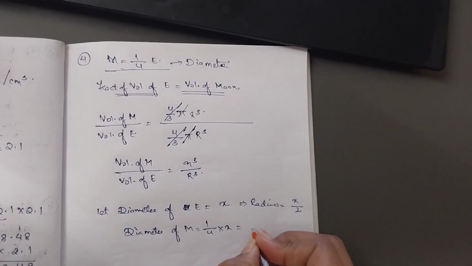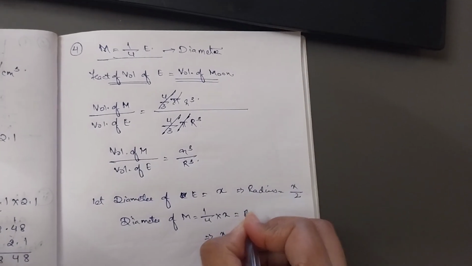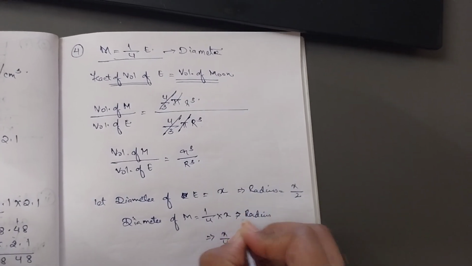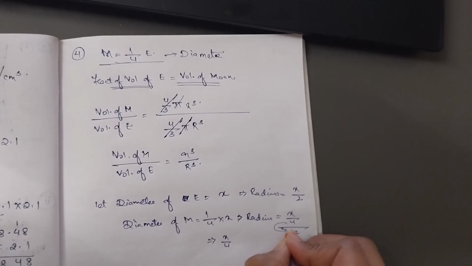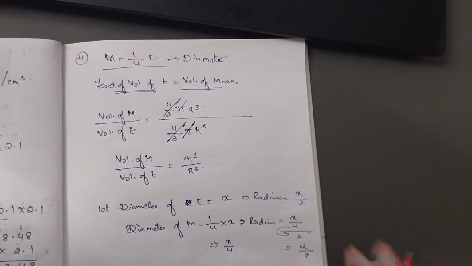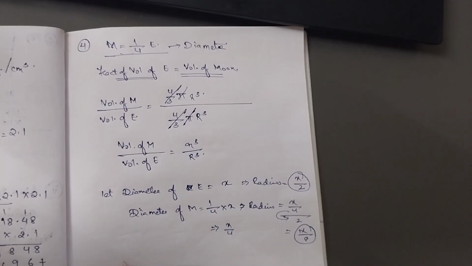Okay, so that becomes x/4. Then the radius of the moon will be how much? The radius of the moon will be x/4/2, so this goes down and becomes x/8. Now I know the radius of the earth and the moon, so I'm going to substitute it now.